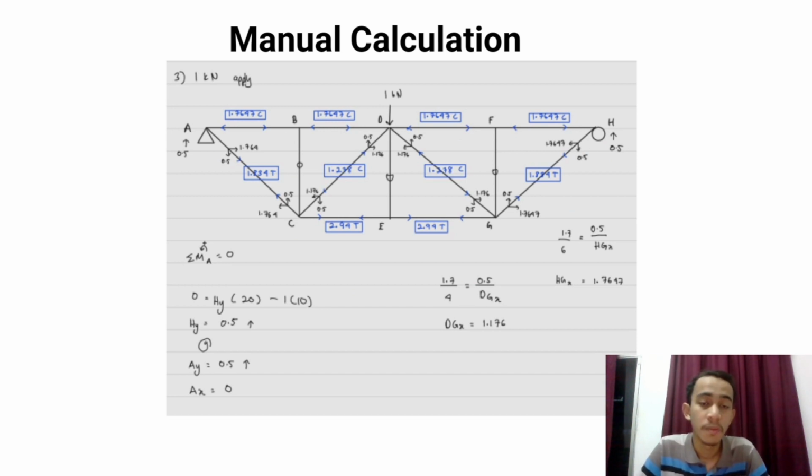So we put 1 kilonewton, one unit load, at joint D. So we need to calculate the reactions at A and H. So we got 0.5 for the reaction at A and 0.5 at H.